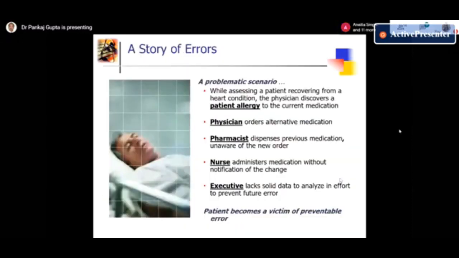So here is a scenario. Now, if the patient has an allergy, the physician orders an alternative medication. The pharmacist doesn't know, and the pharmacist dispenses the previous medication. The nurse also doesn't check that there is an allergy that has been reported and should not be giving this old medication, and goes and administers it. What will happen? It will be a massive allergic shock, right? It could be an anaphylactic shock. You could lose the patient. And these kinds of things happen.